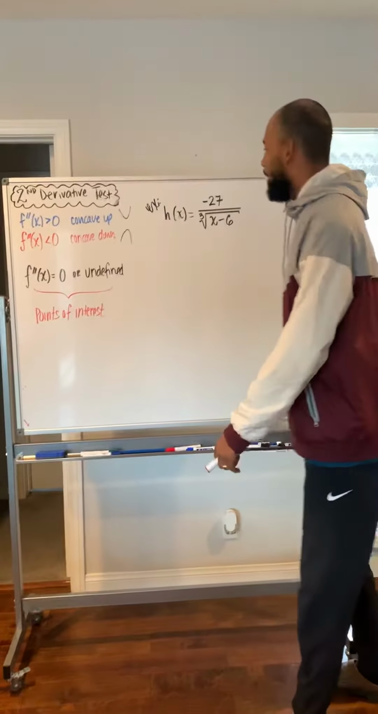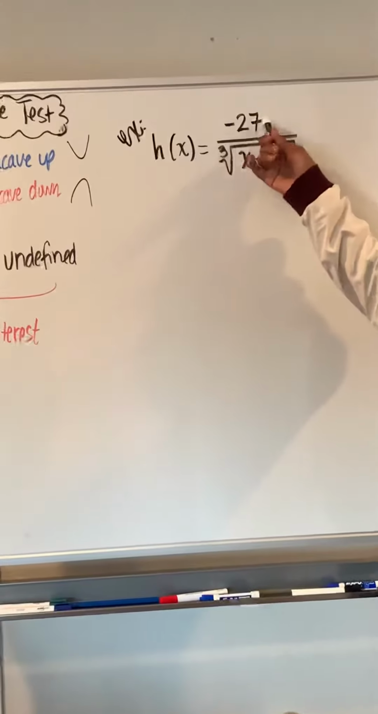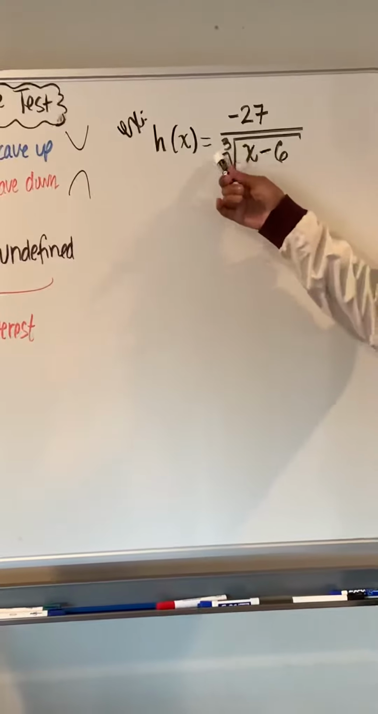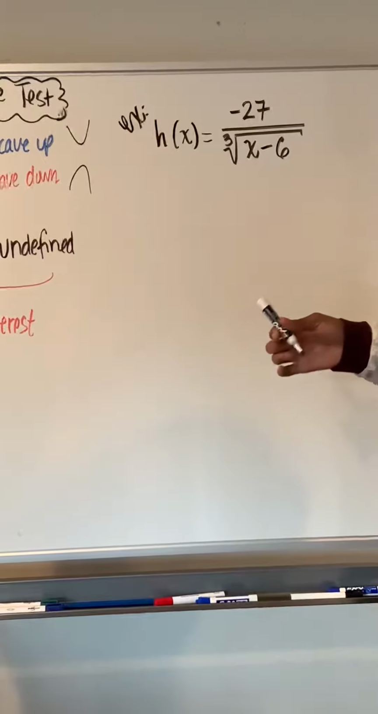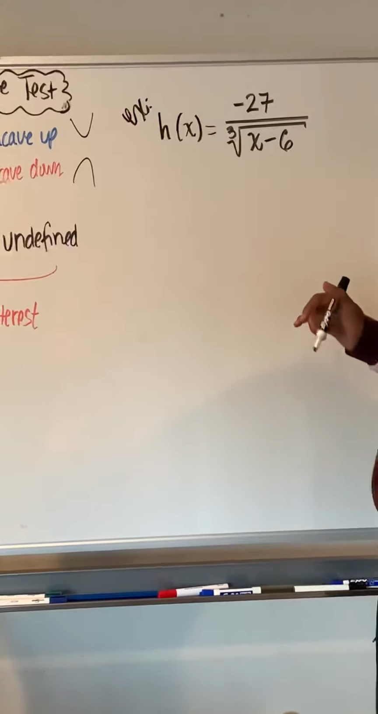The chain rule. All right, so here's an example. We got h of x equals negative 27 over the cube root of x minus 6. Okay? Breathe. It's not that bad.